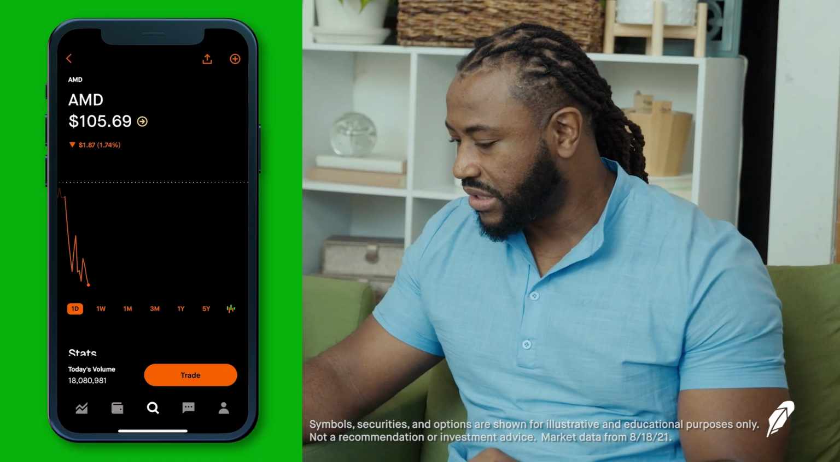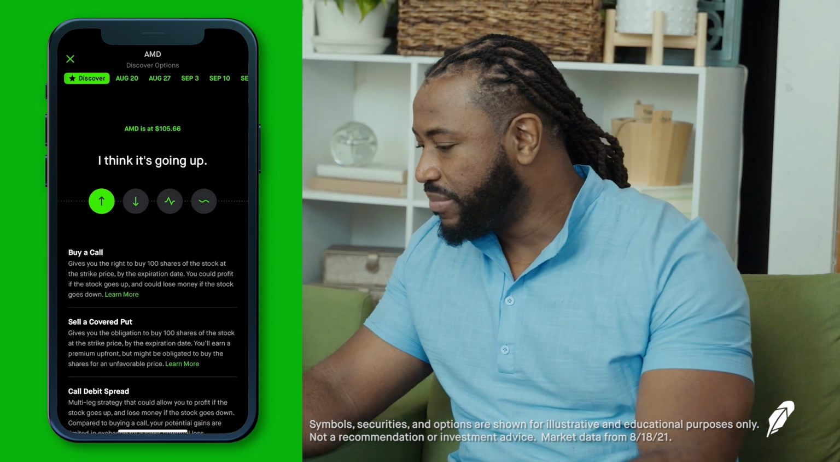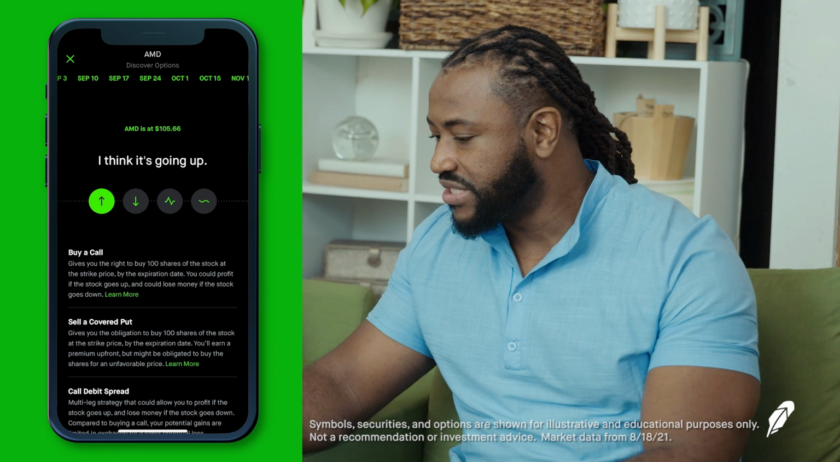Great, so we are on our homepage. Once again, let's go to search. We're gonna look up AMD. There we are. I'm gonna select it. We're gonna select trade options. We hit the options chain. I'm thinking we do October 15th.